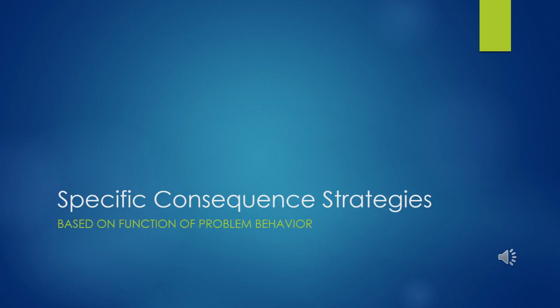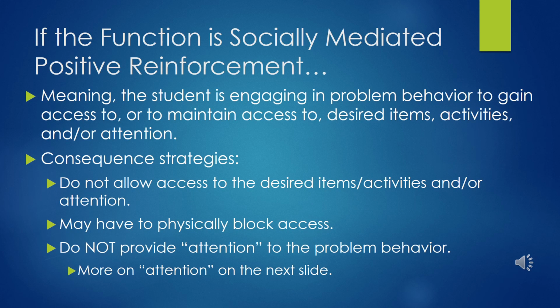So now we're going to get into specific consequence strategies that are based on the function of problem behavior. Just like we did with the specific antecedent strategies and specific replacement behaviors, these will be determined based on your FBA, your functional behavior assessment, that came up with a hypothesized function of problem behavior. So these consequence strategies have to be specific to the function, or functions if there's more than one, and also specific to the students.